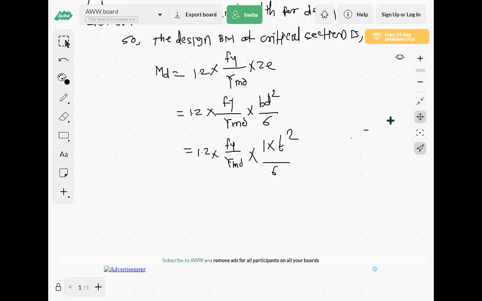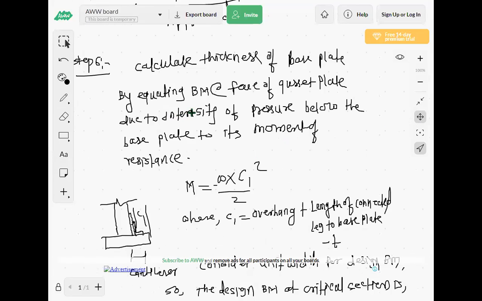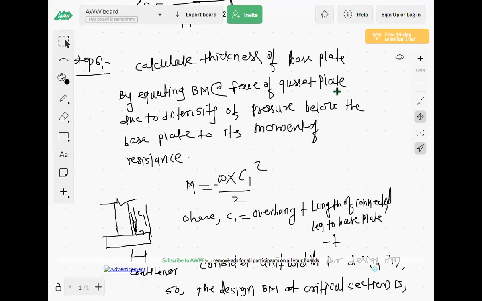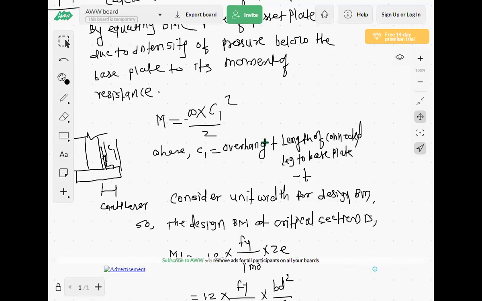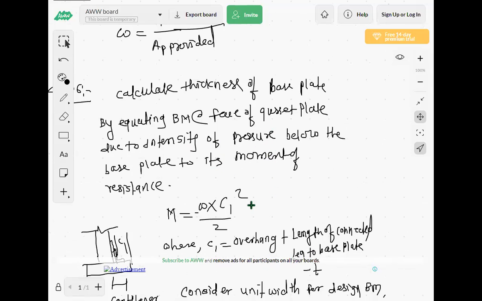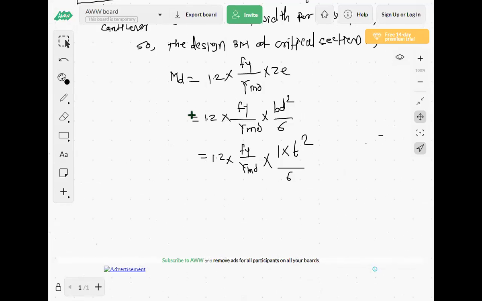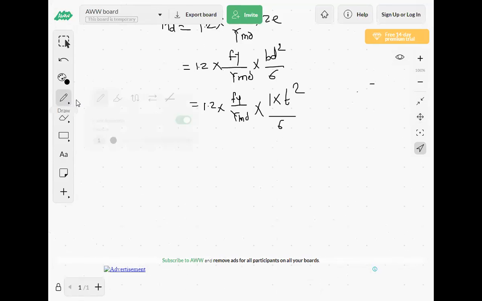Now we have written here, by equating bending moment at face of gusset plate due to intensity of pressure below the base plate to its moment of resistance. This M is the moment at the face that we have calculated, and this MD is the moment of resistance, how much resistance will occur. So in this way we have calculated M and MD. Now we have to equate this M and MD, so M is equal to MD.